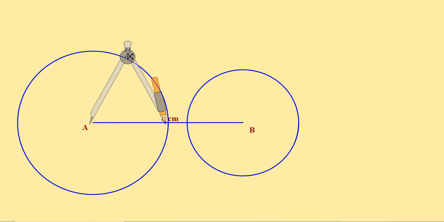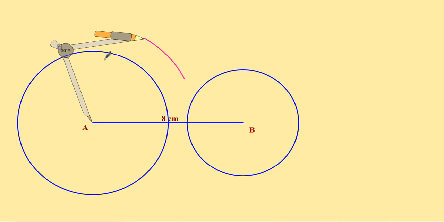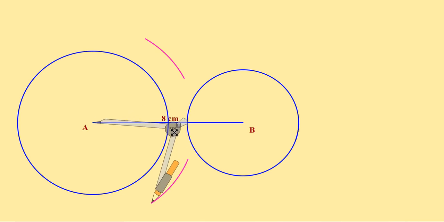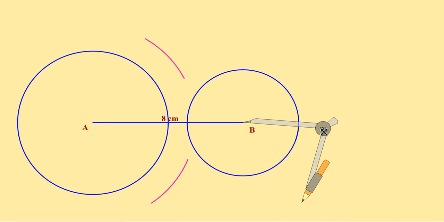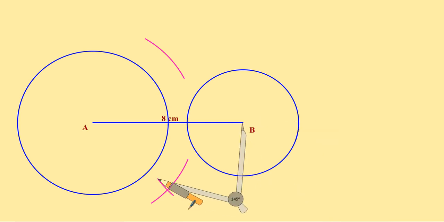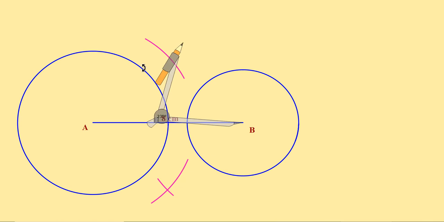So with the center A, draw an arc on both sides. Now with the same radius, B as center, intersect those arcs. Now join it.